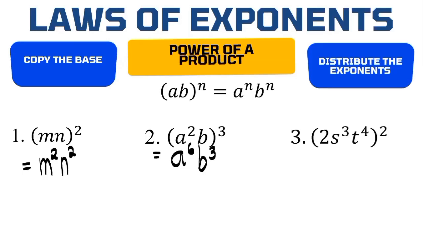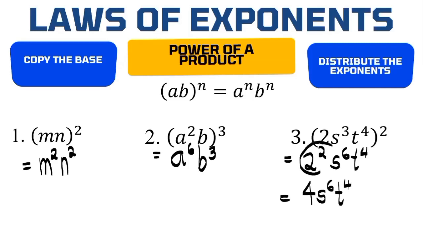And lastly, you'll have the quantity 2 s cubed c raised to 4, raised to 2. So this means that you have 2 raised to 2, s raised to 6, c raised to 8, and therefore your answer now would be 4 s raised to 6, c raised to 8. Yes, you still have to simplify this. Okay?